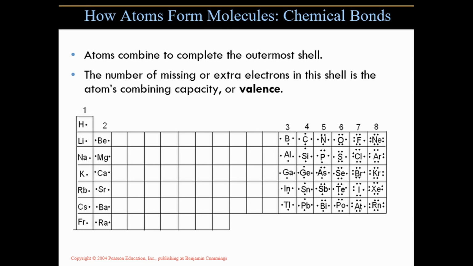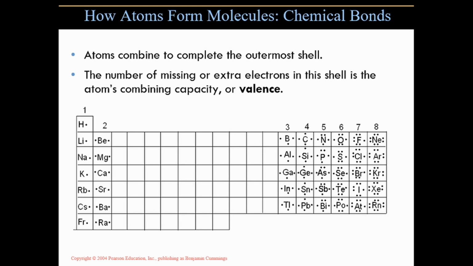What atoms want to do, or what they, quote, desire, is to complete their outermost shell, which gives stability to the atom. The number of missing or extra electrons in this shell is the atom's combining capacity, or its valence.